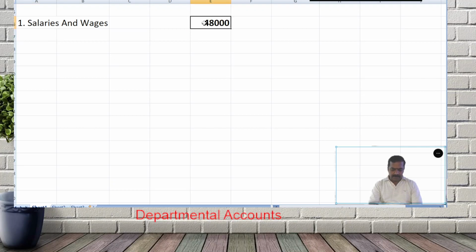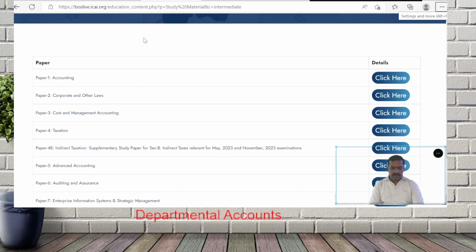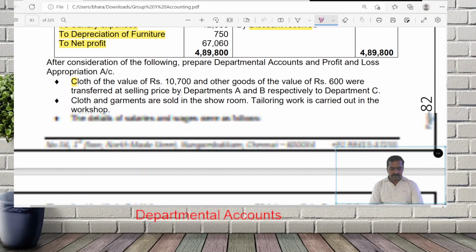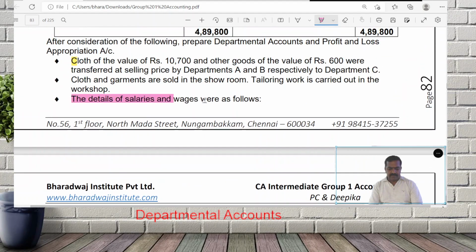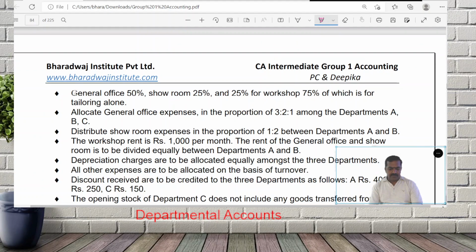$48,000. Look at the adjustment given. Salaries and wages details are given. How much for general office? 50% for general office.